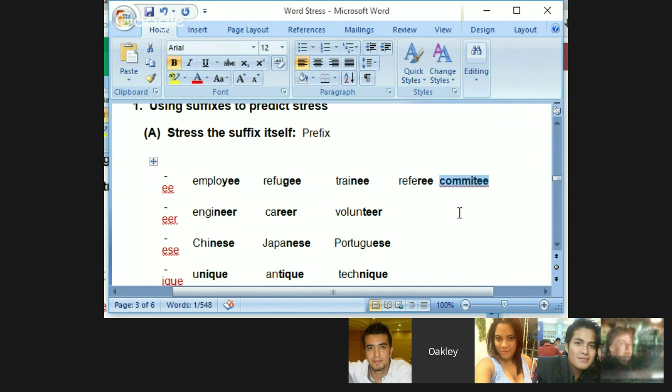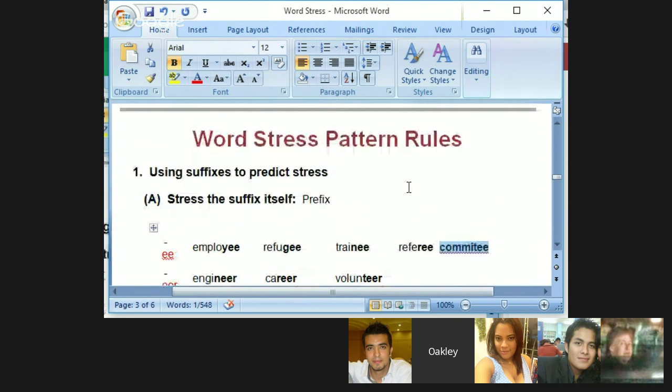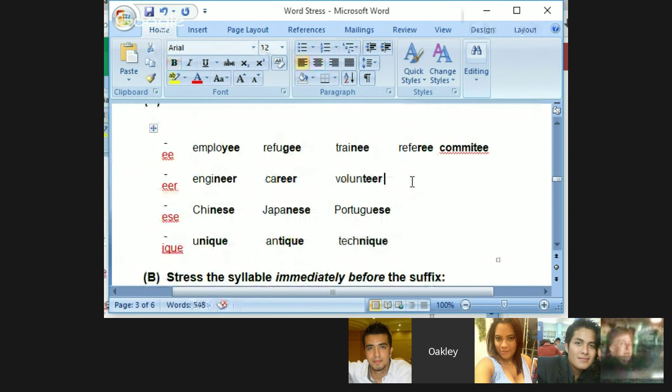This last one that I've written. Committee. Committee. Oh my god, yeah. The second syllable, or middle syllable, is stretched. This is an exception. So there are going to be exceptions. Again, these are patterns, not actual solid all-the-time rules.